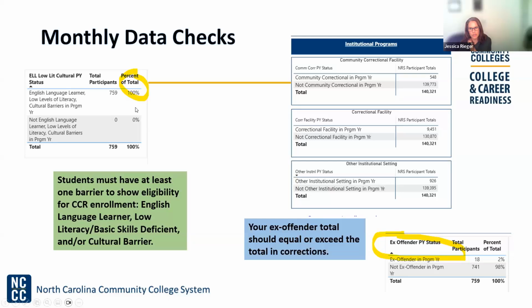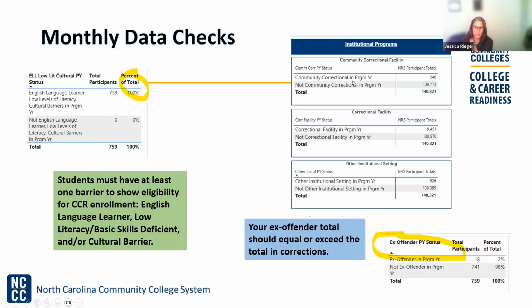Then the other place that you want to look is, this is your Table 6 right here, your institutional programs. It's going to give you a total of students that you reported to be in community corrections, the total that you reported to be in a correctional facility, and then the total that you have reported to be in another institutional setting. If all 3 of these have numbers in them, total up the number that are showing that they are in an institutional program, compare that to your employment barriers section that says ex-offender program year status. So those should equal, if not exceed, each other.